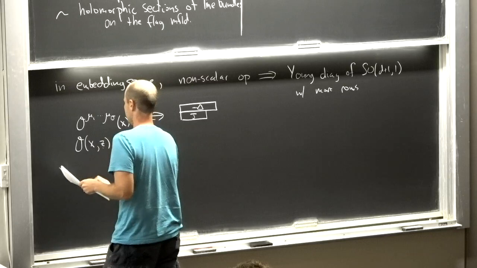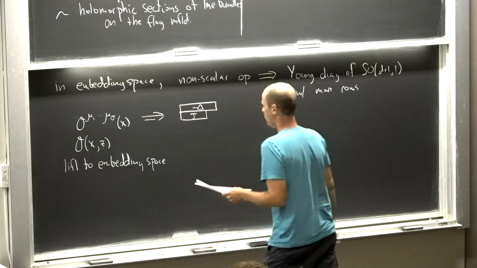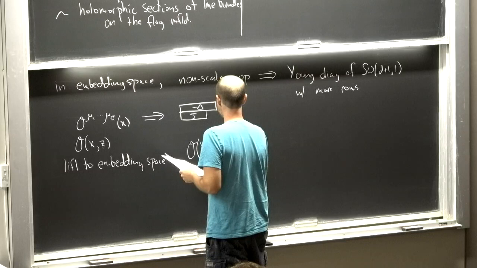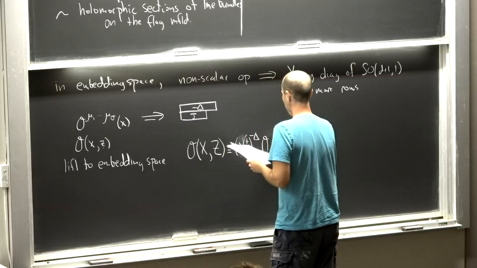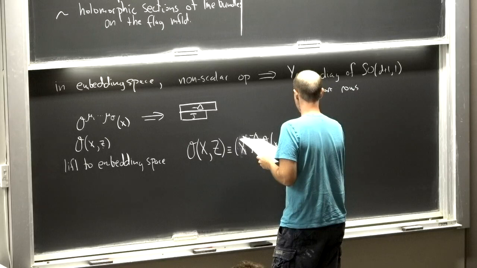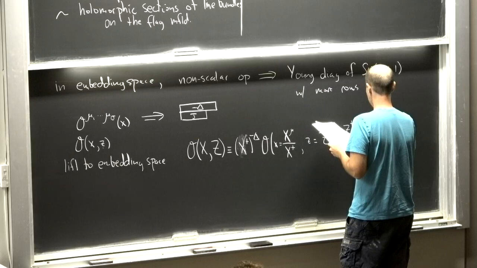So lift to the embedding space, and the lift is defined as follows. So we have O of capital X, comma, capital Z, is defined as X plus to the minus delta, O of little x is equal to capital X mu over X plus, and little z is equal to capital Z mu minus Z plus X mu over X plus.